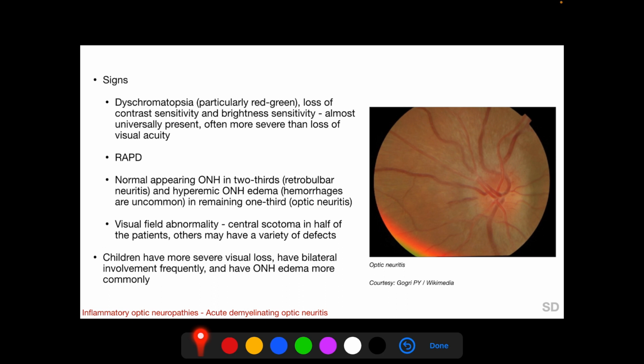The visual field abnormality in half of the patients is a central scotoma. Others, however, may have a variety of defects. Optic neuritis in children has more severe visual loss, frequently bilateral involvement, and ONH edema more commonly. Here we must remember that hemorrhages are very uncommon in optic neuritis involving the optic nerve head.